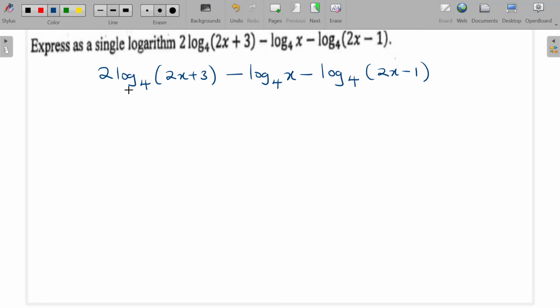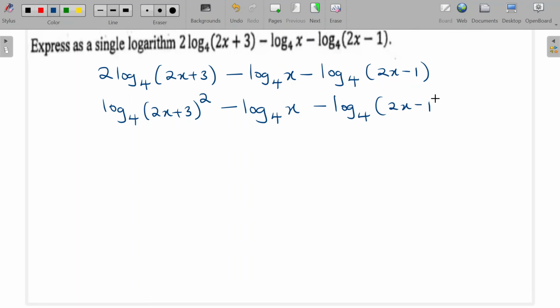So if you were to write this again, it is the same as log base 4 of (2x + 3) squared, minus log base 4 of x, minus log base 4 of (2x - 1). After writing this, since they all have the same base 4, you can just write it as log base 4, then open brackets.